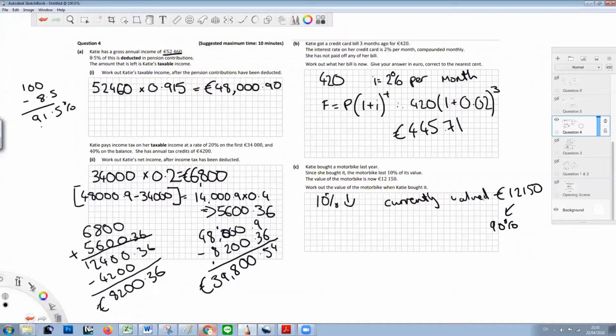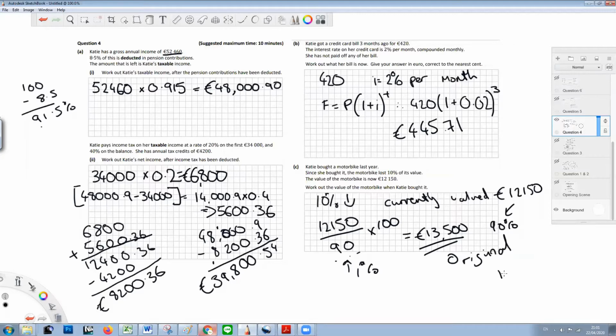So the easiest thing really to do is to find out what it would have been when it was 1% and then multiply that value by 100. So you divide 12,150 by 90, and multiply it by 100. And that value is going to end up being 13,500. So you know that's 90%. You find out what 1% was equal to. So this will give you 1%. And then you multiply that value to get 100%. And this was then her original value. Okay, hopefully that's clear.